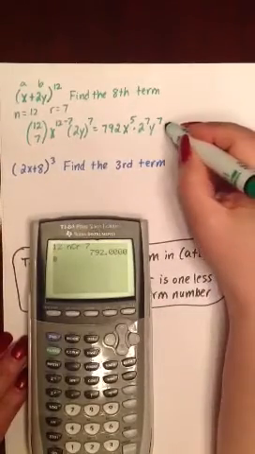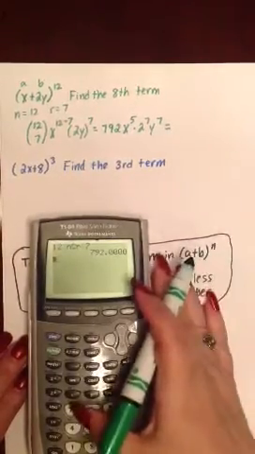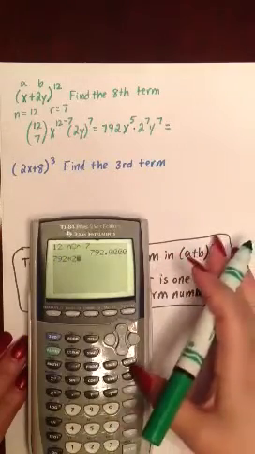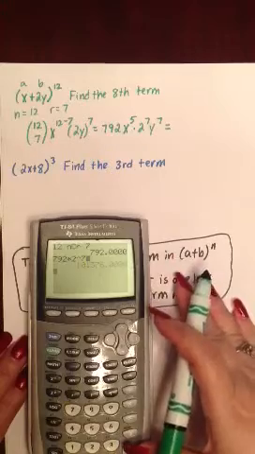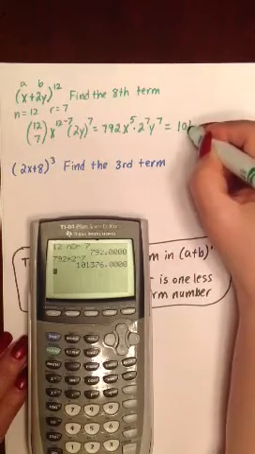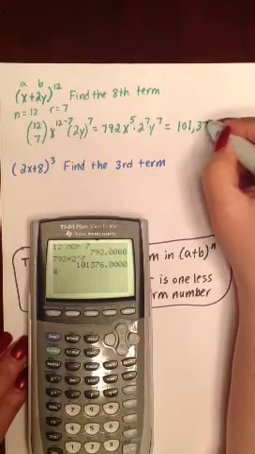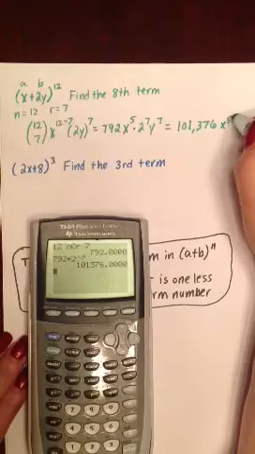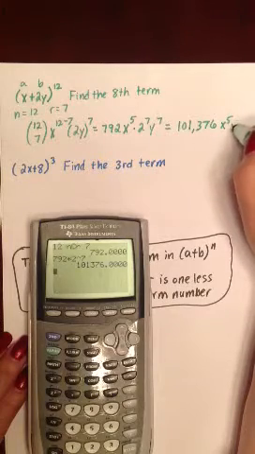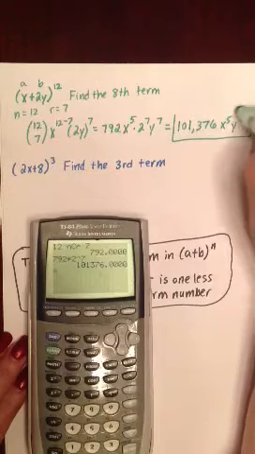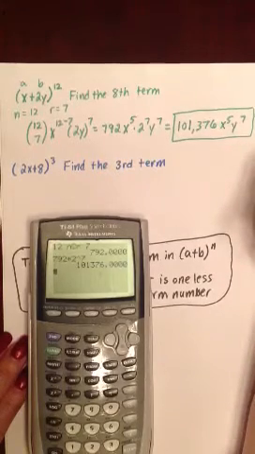So to figure out this term exactly, I'm going to go 792 times 2 raised to the 7th power. So my coefficient is 101,376, and then my x is to the 5th power, and my y is to the 7th power. And that, I believe, is our answer. It's kind of big, but it's not that hard. You can use a calculator.